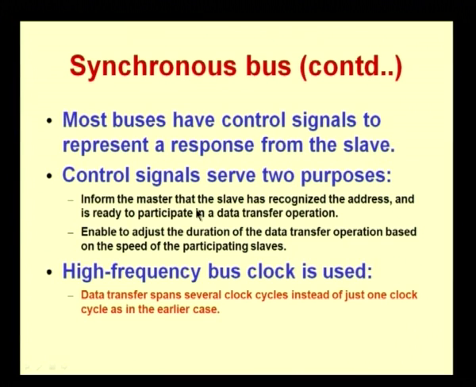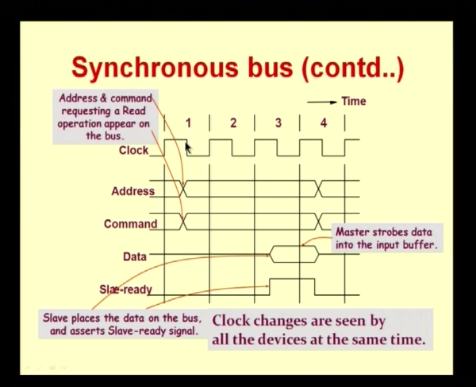One is to inform the master that the slave has recognized the address and is ready to participate in the data transfer operation, and second is to adjust the duration of the data transfer operation based on the speed of the participating devices. That is, the entire operation need not take place within one clock cycle, but you could have multiple clock cycles for the data transfer to take place. And the information as to which clock cycle what is taking place is conveyed with the help of these additional signals. So, we will see how that is done.